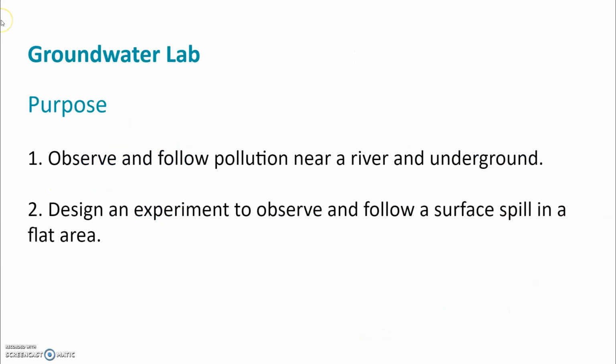And so to do that, we're going to do a lab. This is called the Groundwater Lab. The purpose is to observe and follow the pollution near a river and underground. And you'll design an experiment to observe and follow a surface spill in a flat area. So kind of what happens if pollution gets underground somehow? Does it move around? And then what happens if we have some pollution that happens on the surface of the earth? Can that move around into the groundwater as well?